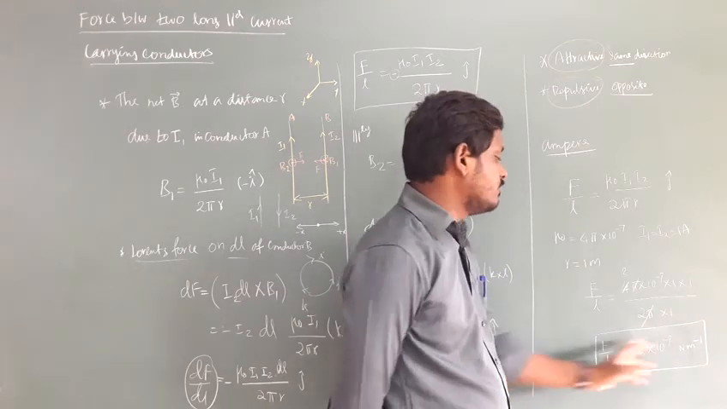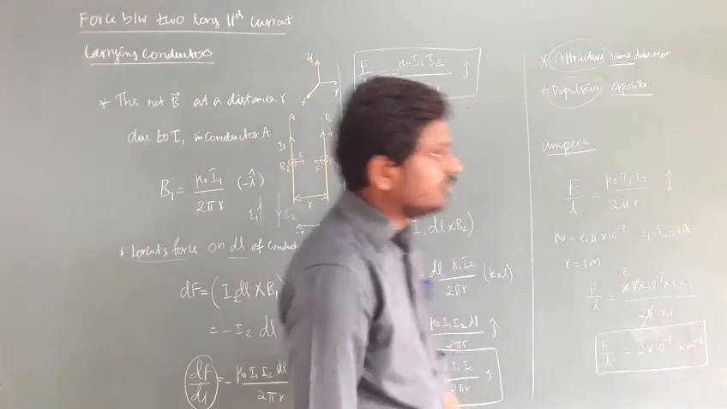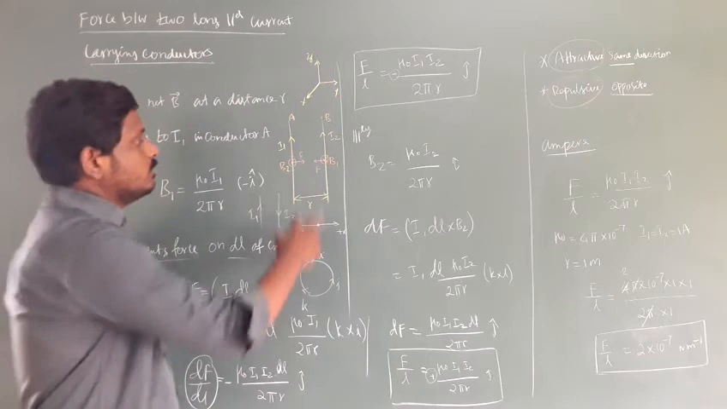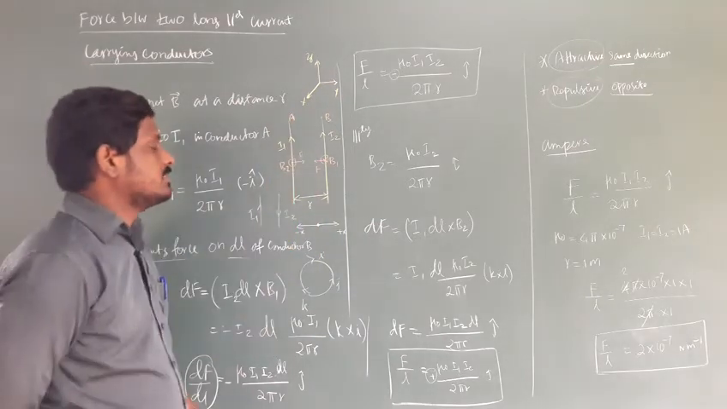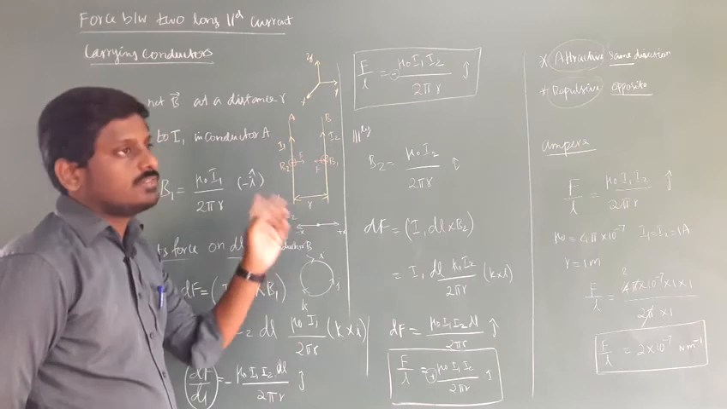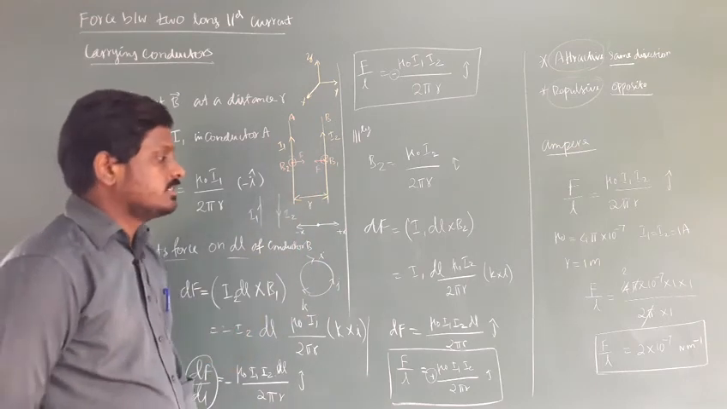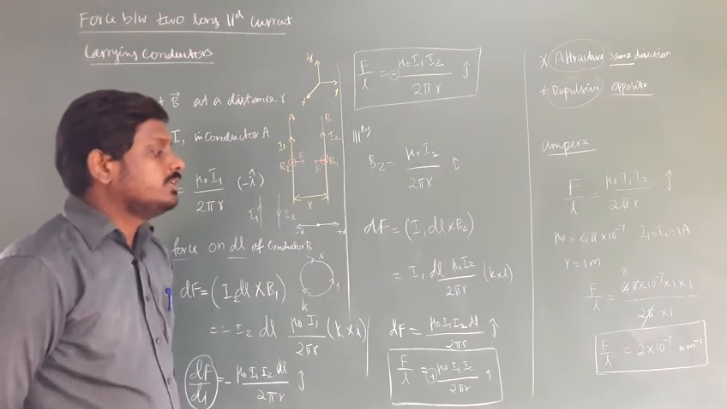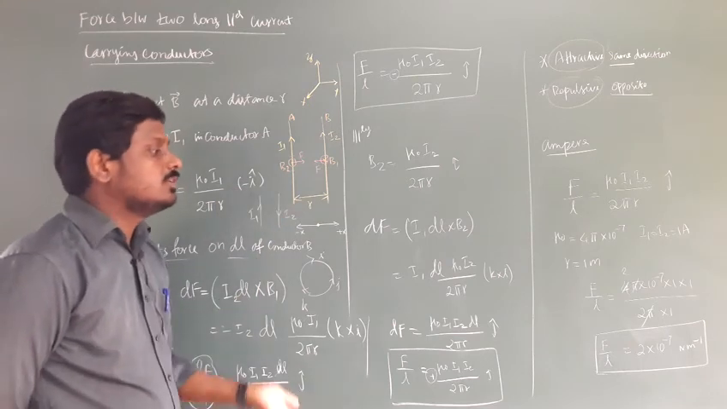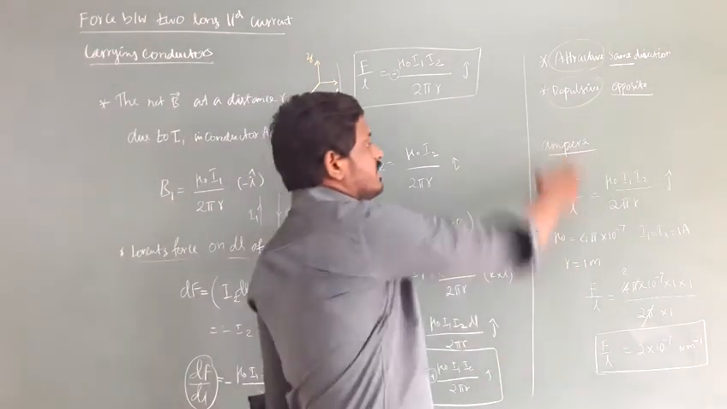What is the unit of force? Newton. Then the unit of length is meter. So if two parallel current carrying conductors each carry 1 ampere current, there is a force of attraction or repulsion. It depends upon the direction of flow of the currents. That force is 2 into 10 power minus 7 Newton per meter. That's all. That's the definition of ampere.